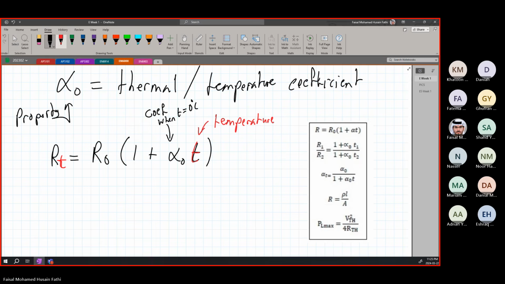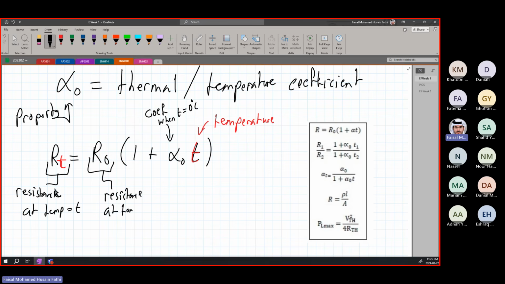RT is the resistance at the temperature we want, so at temperature equal to T. And R0 is the resistance at the temperature when it's equal to 0 degrees Celsius. So these are all the variables that we are using here. When we come to solving, we will see that they could be giving us only one or two of these, and we're going to have to find everything else, which we will see later on.